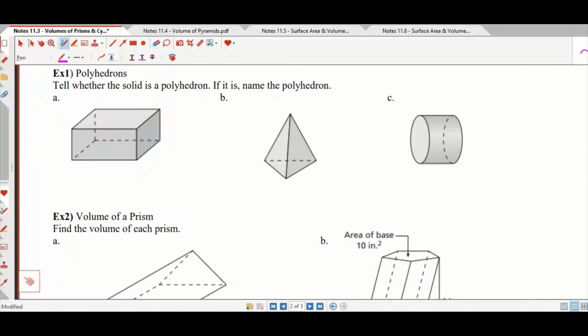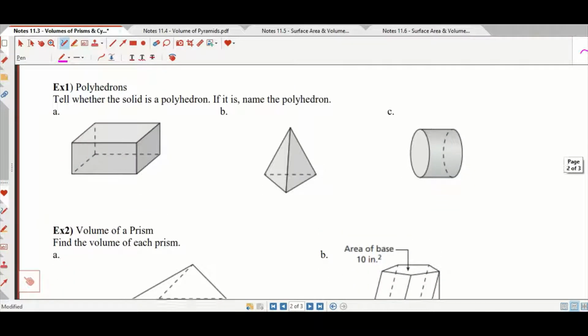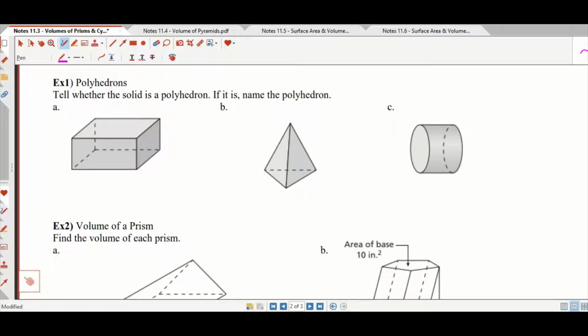Tell whether each is a polyhedron. If it is, name the polyhedron. So a polyhedron means that it has all polygon faces, and this is absolutely true. This here has 1, 2, 3, 4, 5, 6 rectangles as its faces, and so this is a rectangular prism. Oh, I forgot to say yes.